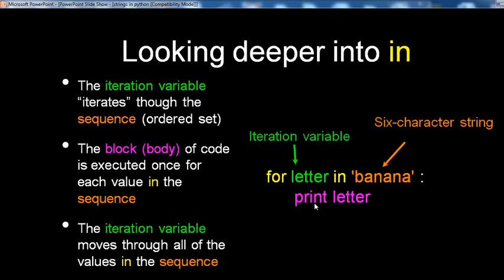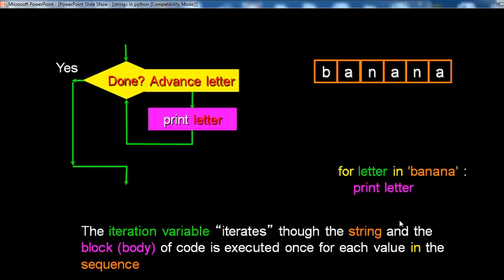What is the block or body? That is the print statement. See here the same thing graphically: for letter in banana, print letter. The iteration variable iterates over the string and the body of code is executed once for each value in the sequence. Whatever sequence is given here, banana, one word, one string, the body, print letter, automatically prints each letter, that means B-A-N-A-N-A, the particular sequence.